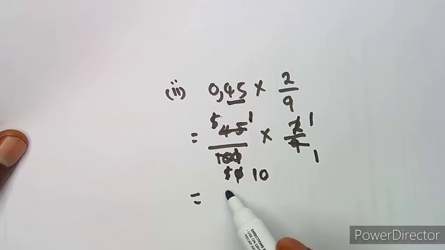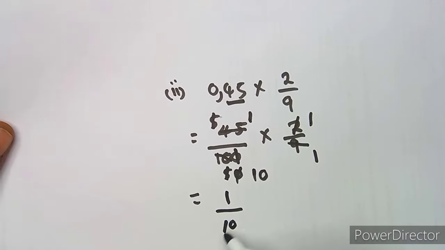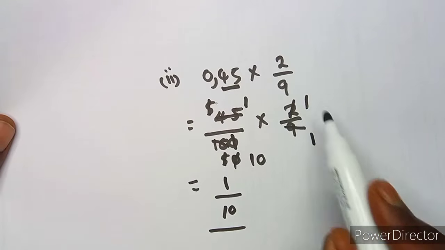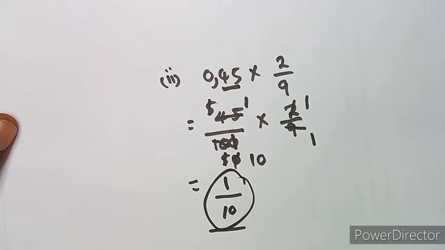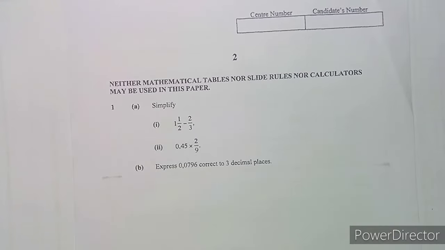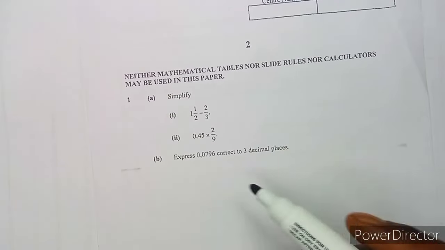1 times 1 is 1. 10 times 1 is 10. That is the numerator, and the denominator on the bottom. So that is what you're going to have: 1/10. And for the other part, we are asked to express the given decimal to 3 decimal places.